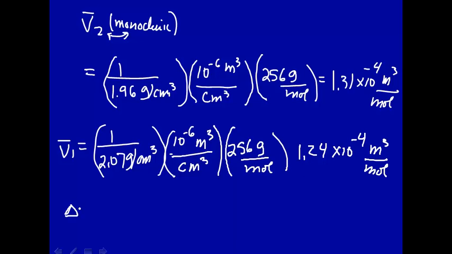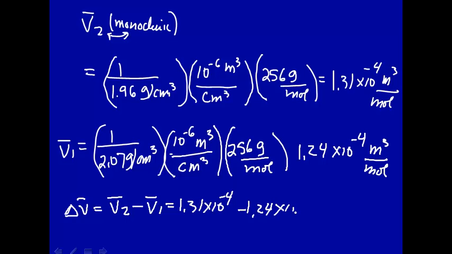So the change in partial molar volume will be the final, which is monoclinic. We're looking at the transition from rhombic to monoclinic, so here's the final minus the initial, that's the rhombic phase. So it's 1.31 times 10 to the minus fourth minus 1.24 times 10 to the minus fourth. So that comes out to be 6.94 times 10 to the minus sixth meter cubed per mole. So that's a change in partial molar volume.